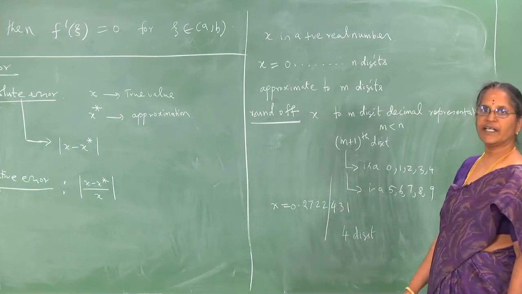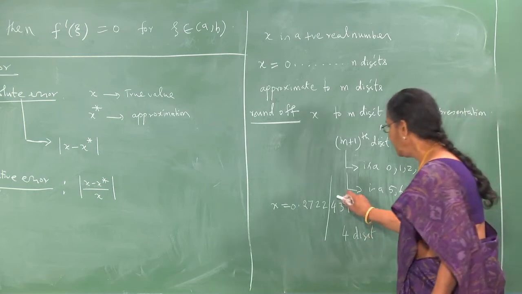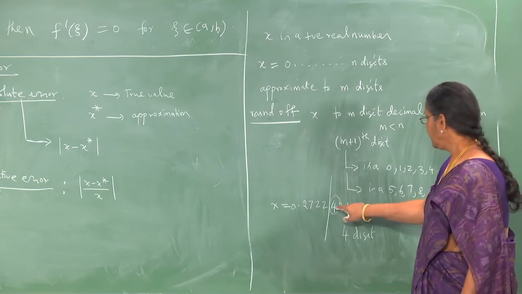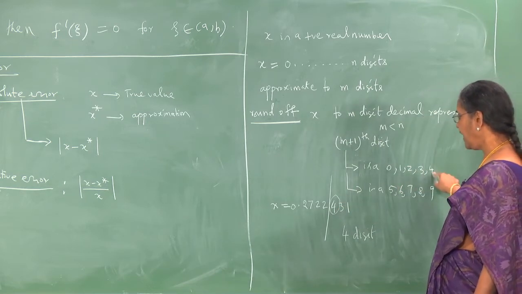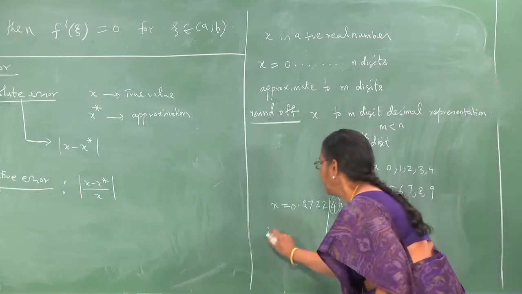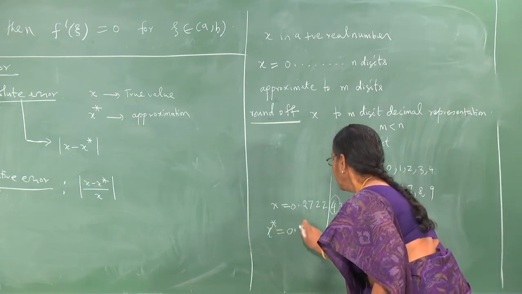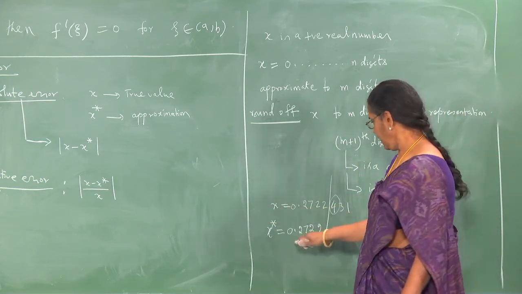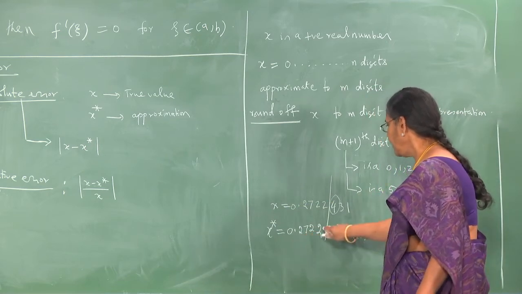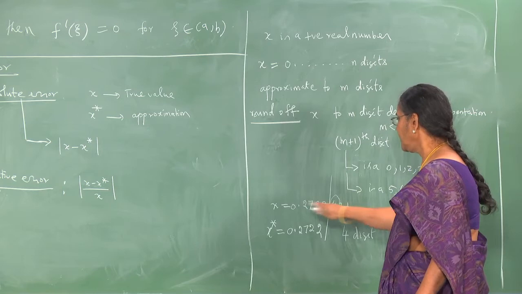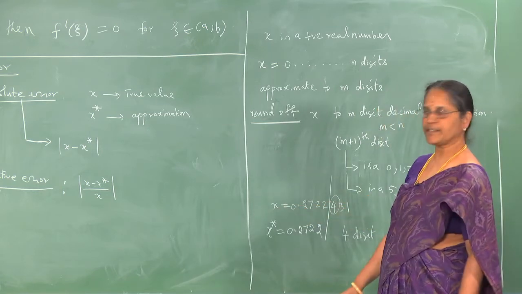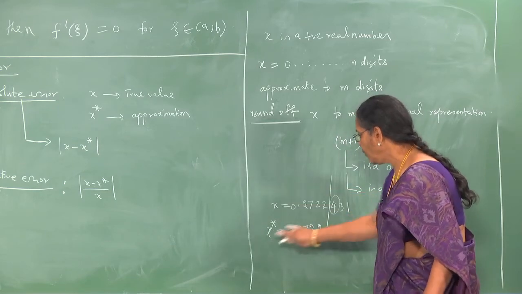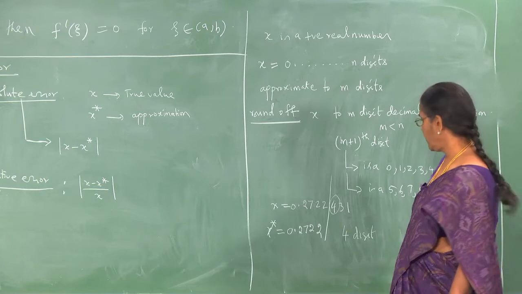Then what do I do? I look at the digits up to 4 digits and look at what the fifth digit is. It is a 4, and therefore, I round off this number as x star by writing down the first 4 digits as they are and discarding the remaining digits in the representation of x. So, this x star is the rounding of x to 4 digit decimal representation.